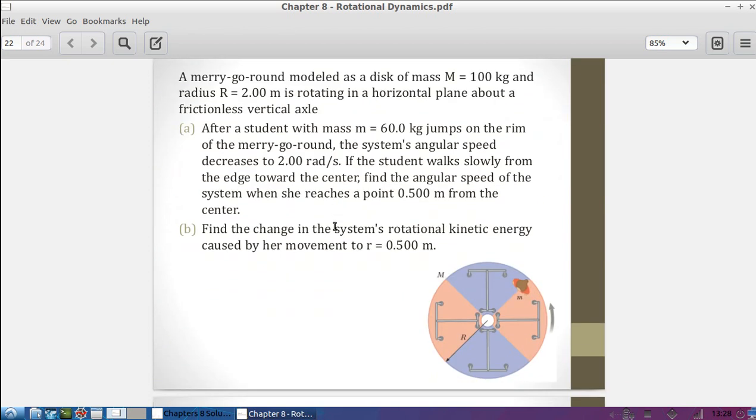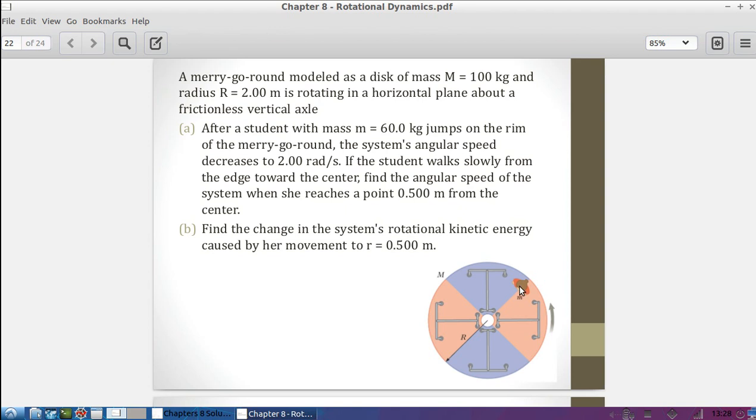So we'll do another object that's rotating. Now it's a merry-go-round. So what happens here is we've got an issue, right? It's not just an object rotating. There's a person on the merry-go-round, and this person is going to move, and when this person's position changes on the merry-go-round, the moment of inertia of this entire system is going to change, and we'll talk about how that happens. So we're going to model this student as a point particle.